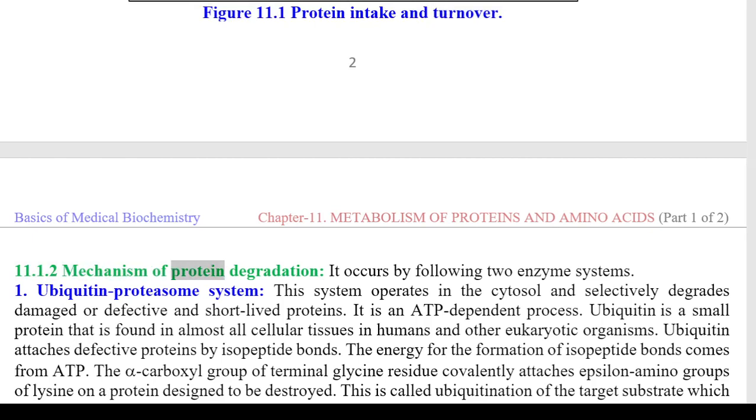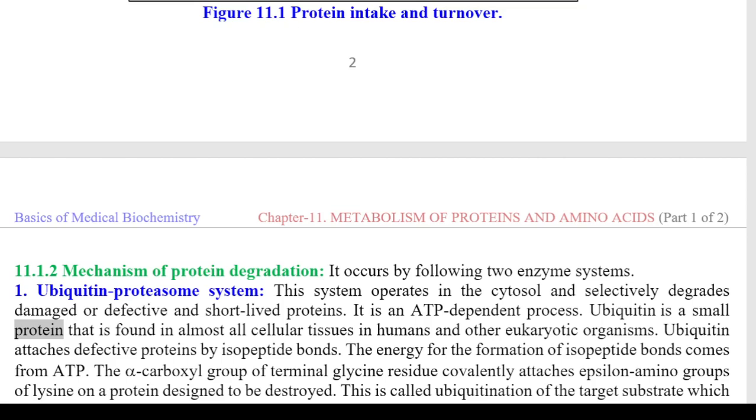11.1.2 Mechanism of protein degradation. It occurs by the following two enzyme systems. 1. Ubiquitin proteasome system. This system operates in the cytosol and selectively degrades damaged or defective and short-lived proteins. It is an ATP-dependent process.